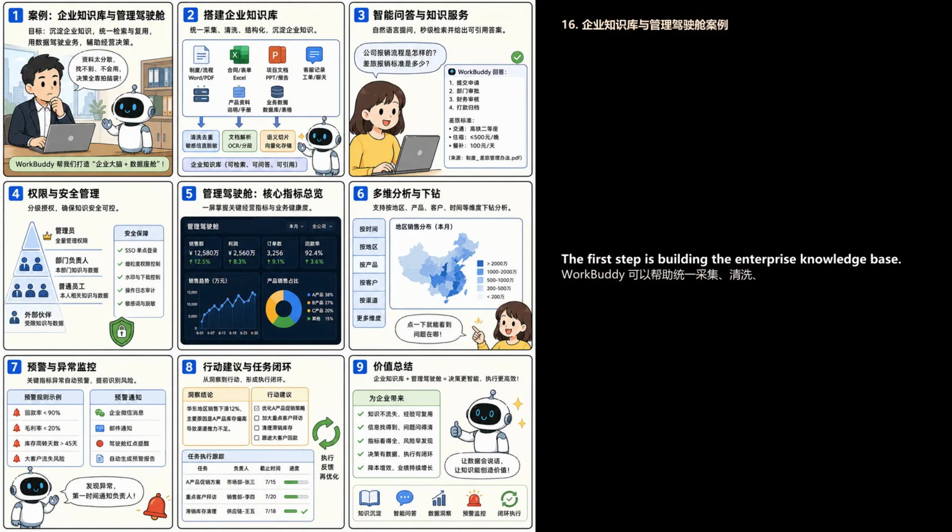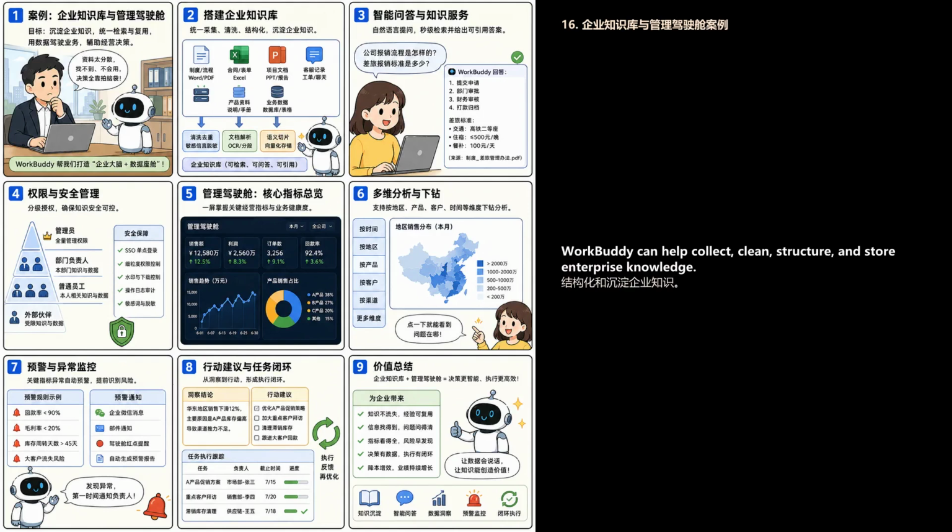The first step is building the enterprise knowledge base. WorkBuddy can help collect, clean, structure, and store enterprise knowledge. Inputs can include Word files, PDFs, Excel files, PowerPoint files, customer service records, work orders, product materials, databases, and tables.